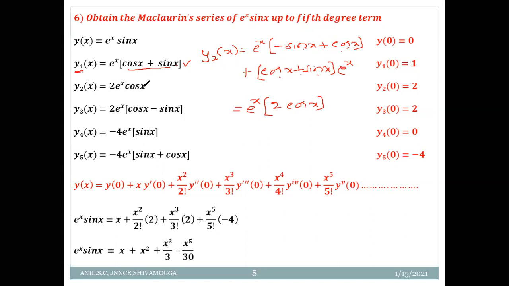Now put x is equal to 0. When x is equal to 0, this will be 2 into e power 0 into cos 0. That is, y2 of 0 is equal to 2 into e power 0 is 1 into cos 0 is also 1. Therefore, this is equal to 2. y2 of 0 is equal to 2.